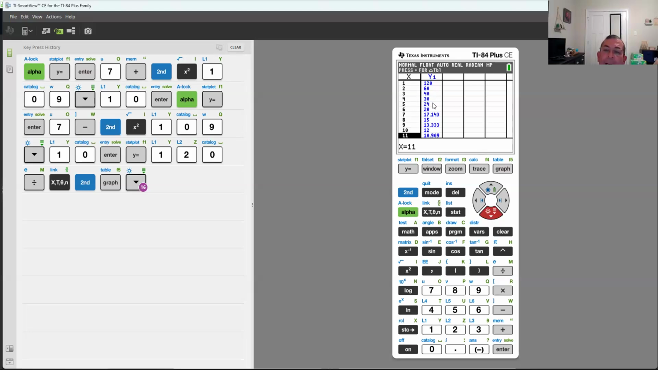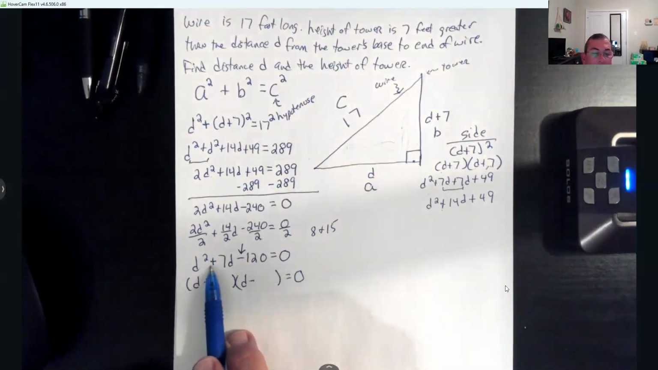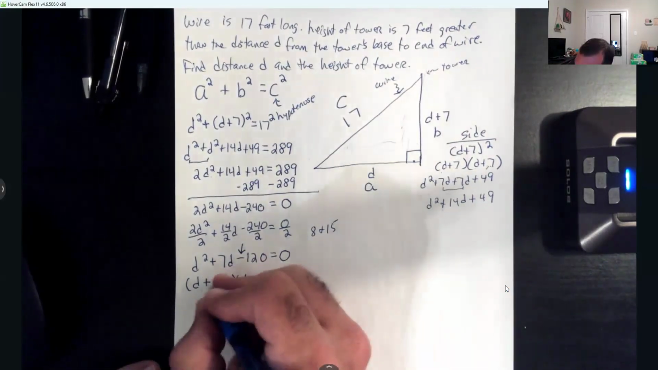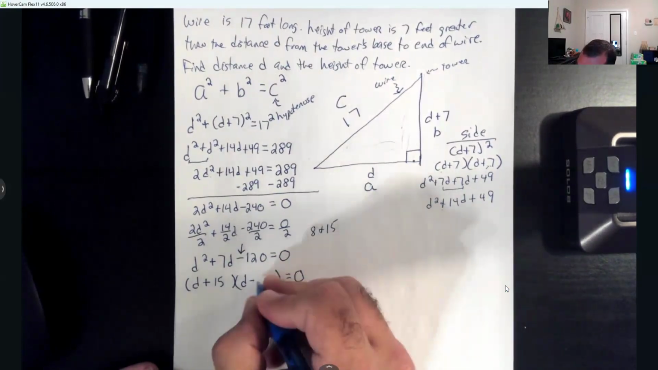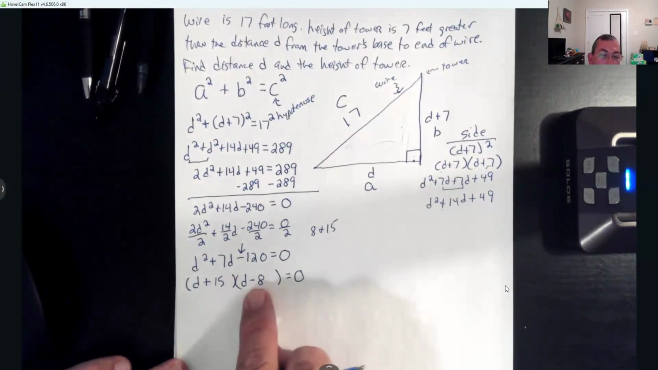So I'm looking for something that has a difference of 7, so I need to keep going. 6 and 20, no. 7 is not a factor. 8 and 15, oh, y'all look at that. 8 and 15, if you subtract them, will get me a 7. So the factors I need are 8 and 15. Remember, the larger number 15 has to be positive like the middle. So the 15 will be positive, and the 8 will be negative. But y'all, now we've got it factored.